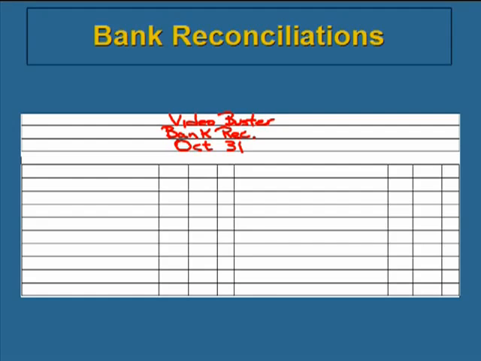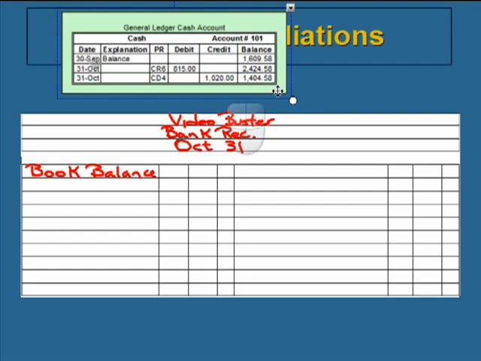When we start the bank reconciliation, what we need to do is compare the bank balance and the book balance. So I'm going to put the book balance over here. And if you'll remember from the general ledger cash account, the balance is $1,404.58. We're going to put that right on our bank reconciliation.